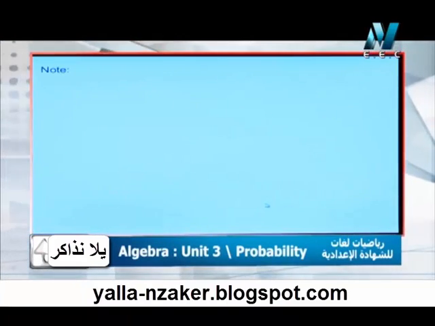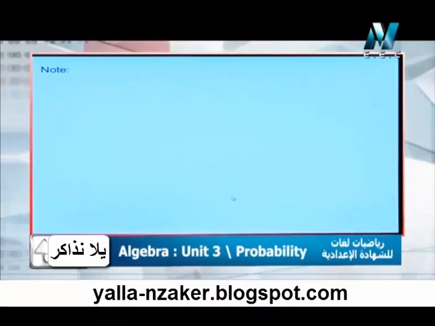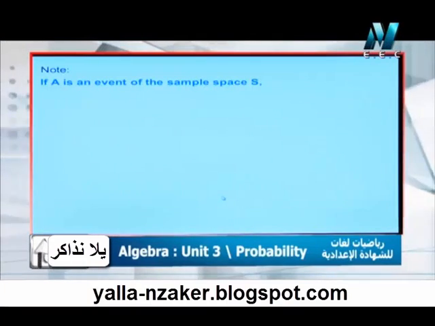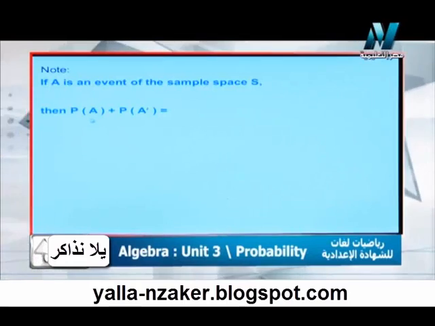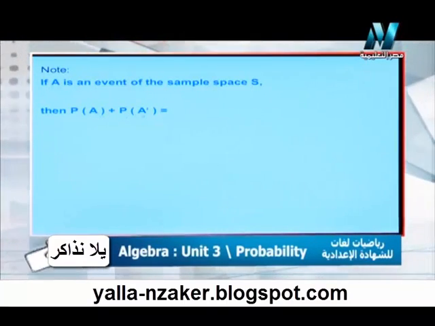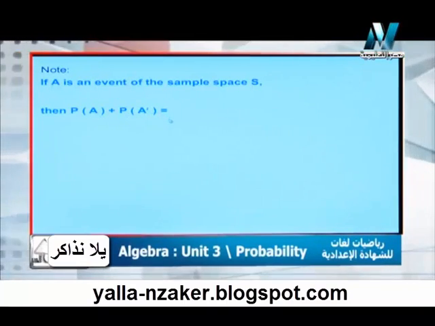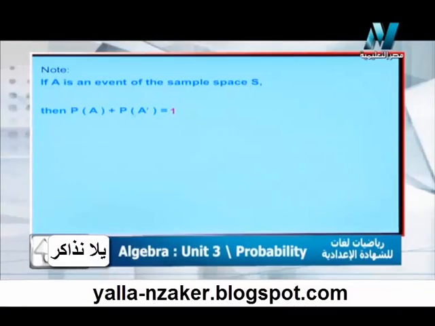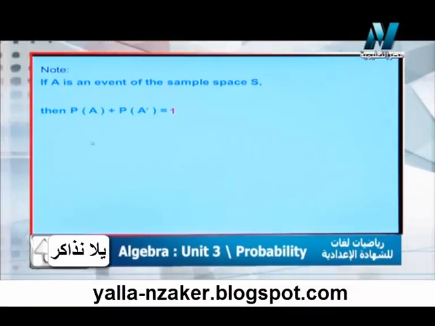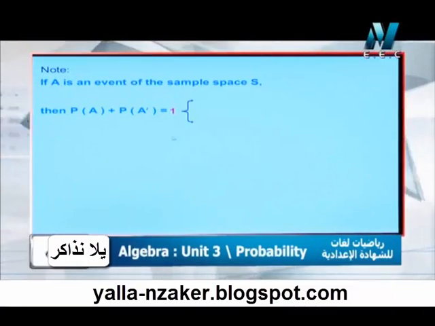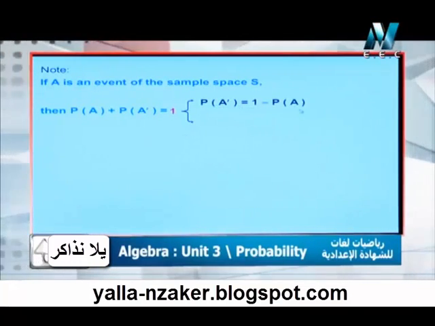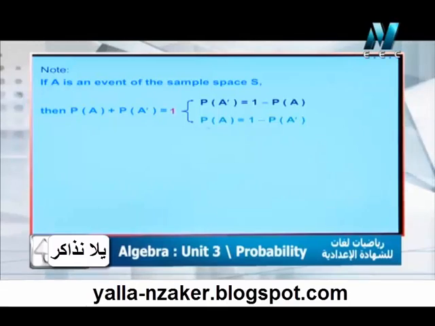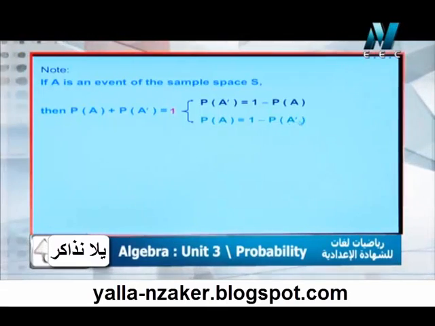طيب نوت كده بقى مهمة جدا نكتبها. If A an event of a sample space, then the P of A plus the P of A complement لازم يطلع 1. ممكن الرول دي اكتبها بشكلين تانيين. ايه الشكلين دول؟ الشكل الاولاني ممكن اكتب كده the probability of A complement equals 1 minus the probability of A او العكس the probability of A equals 1 minus the probability of A complement.